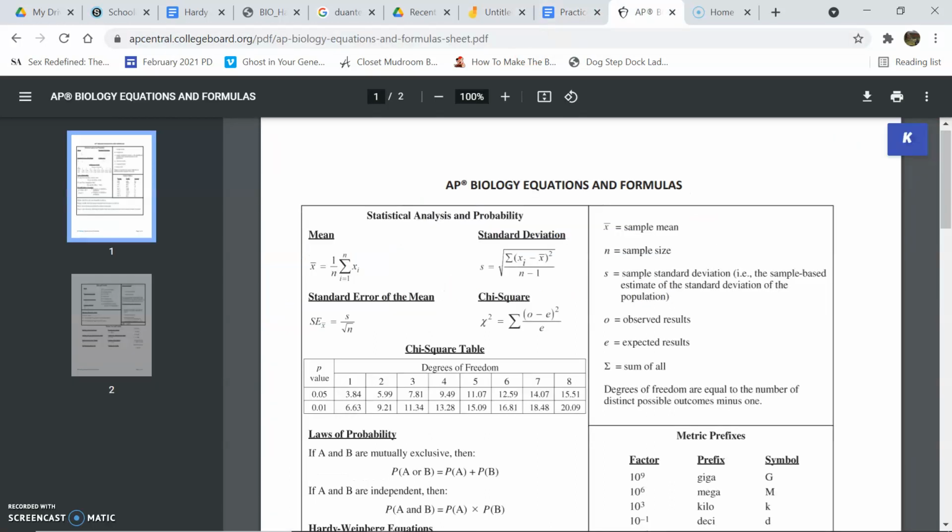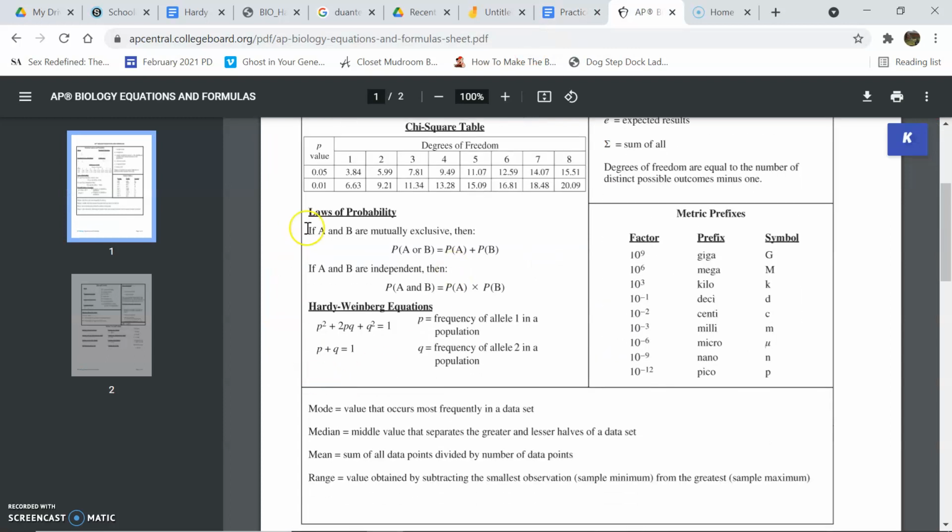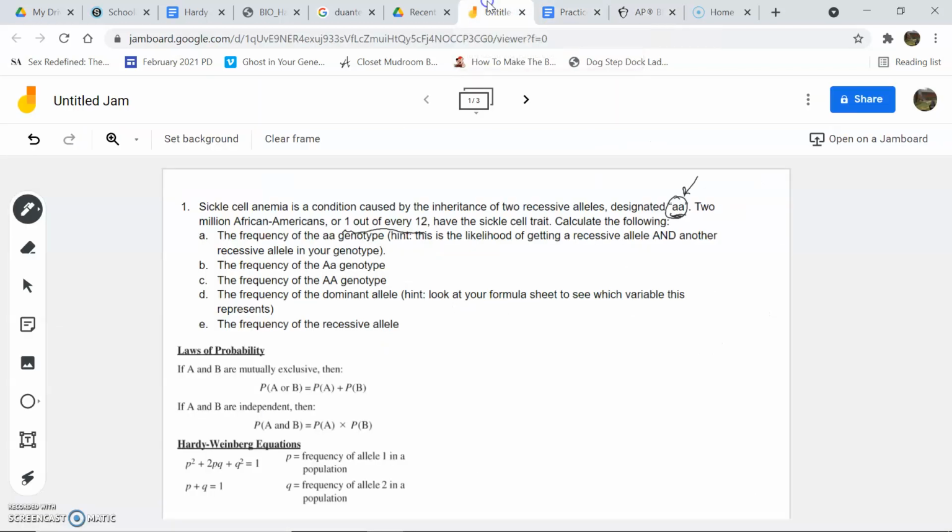So if we get out our formula sheet and scroll down here, remember that Hardy-Weinberg and our probability laws are up here. We're going to need those, and I've posted them right down here, okay? So the frequency of the little a genotype. Hopefully you recall from class, our discussion was about the fact that in order to end up as an individual that is little a, you ended up with a recessive allele and another recessive allele from the gene pool. Well, what were the chances that that happened?